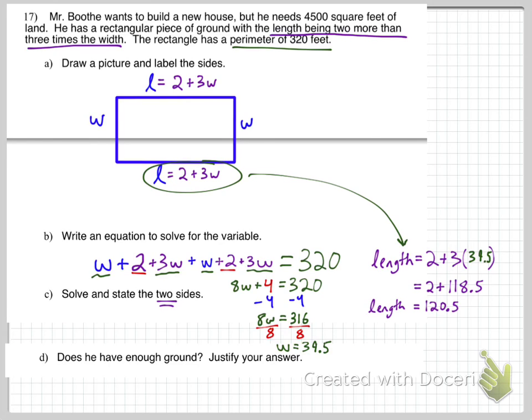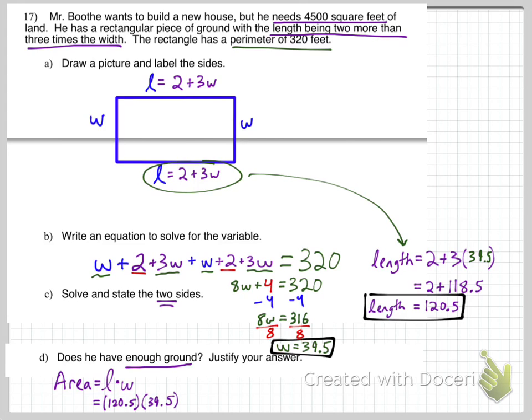The last question is whether Mr. Booth has enough ground, and that's coming back here to the area. You see he needs 4,500 square feet. Square feet covers area, so I know I need area. And area of a rectangle is just the length times the width. So let's plug in length that we know and the width.